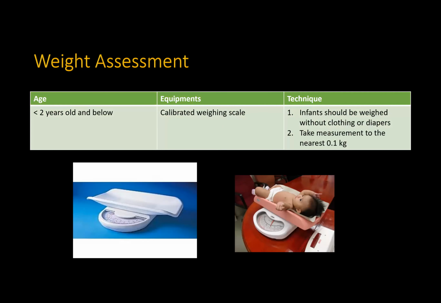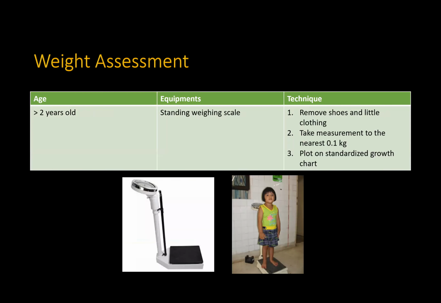Okay, for children 2 years old and below, for the weight assessment, we use a calibrated weighing scale. The infant should be weighed without clothing or diapers, and the measurement should be reported to the nearest 0.1 kilogram. For children more than 2 years old, to assess weight, we use a standing weighing scale. We remove shoes and heavy clothing, take the measurement to the nearest 0.1 kilogram and plot on the standardized growth chart.